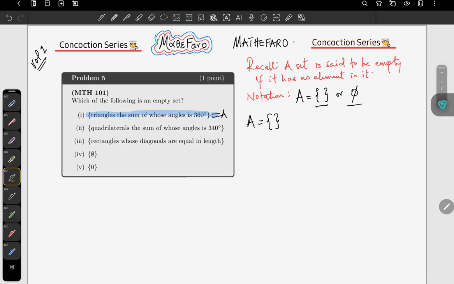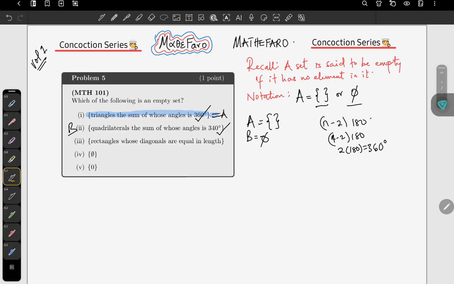The second one, the set of quadrilaterals the sum of whose angles is 340 degrees. This is the same as the first question. In Euclidean geometry, quadrilaterals have 4 sides, and the sum of angles in any n-sided polygon is given by n minus 2 times 180. Since quadrilaterals have 4 sides, n is equal to 4, which means 4 minus 2 times 180, which is 2 times 180, which is 360 degrees. So every quadrilateral in Euclidean geometry has the sum of its angles equal to 360 degrees. So there is no quadrilateral the sum of whose angles is 340 degrees. This is an empty set as well. The first one is an empty set, and the second one, B, is also an empty set.